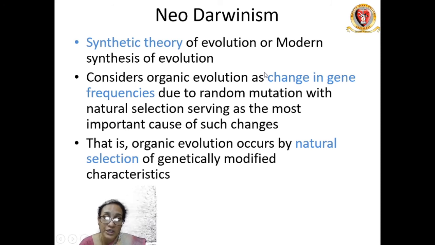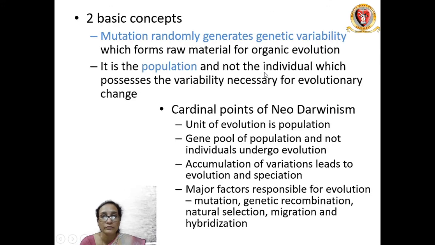And how is this change brought about? By random mutation, and later nature selecting useful mutations. So organic evolution occurs by natural selection of genetically modified characteristics. There were two basic concepts of neo-Darwinists. According to them, mutation is the one that generates genetic variability, and in a population this genetic variability, when useful, is transferred to the next generation.